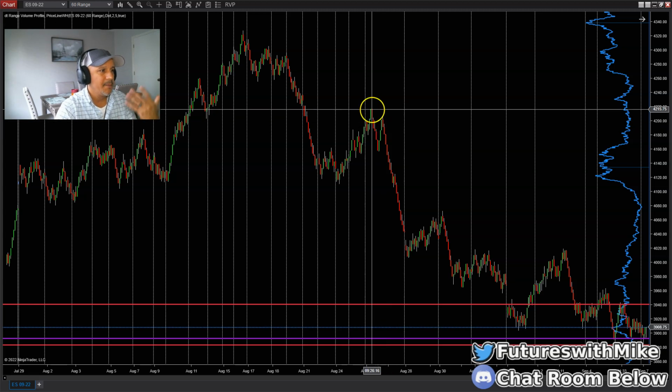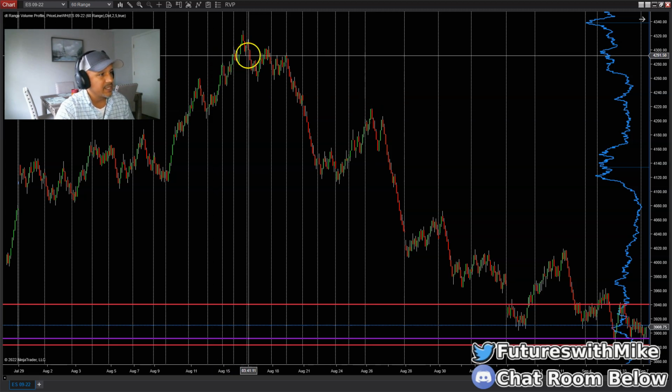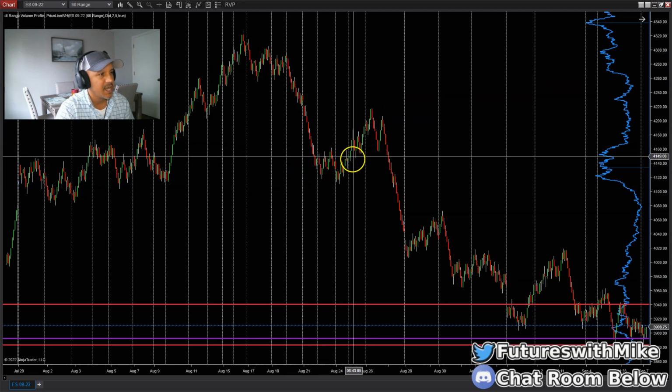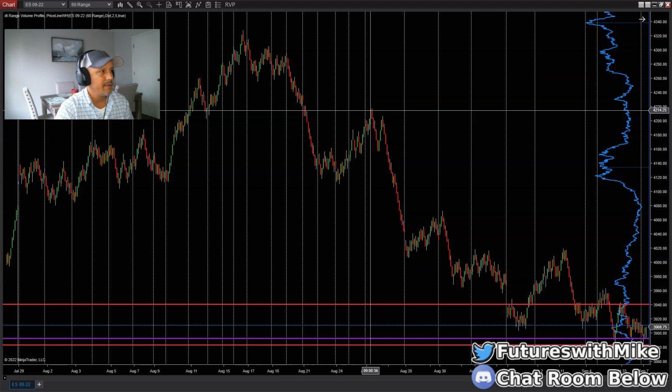Price breaking areas of new structure after pulling back to a key area. So price was breaking structure to the downside, pulls back to an area that it rejects, breaks lower, makes supply right here, and this is what's classified as a market reversal.